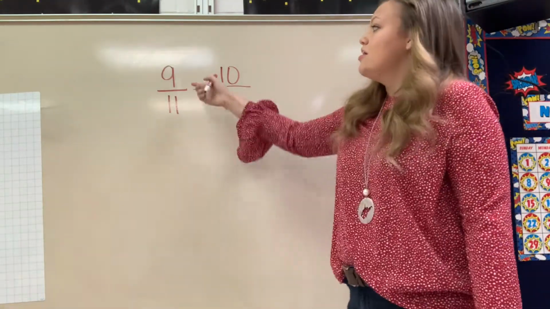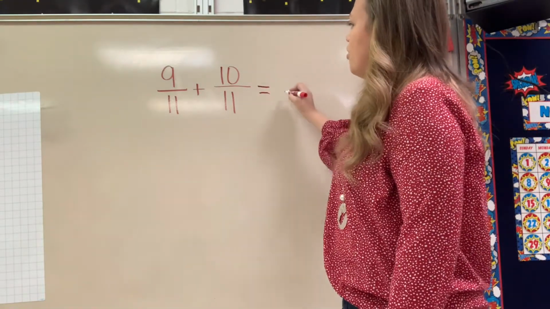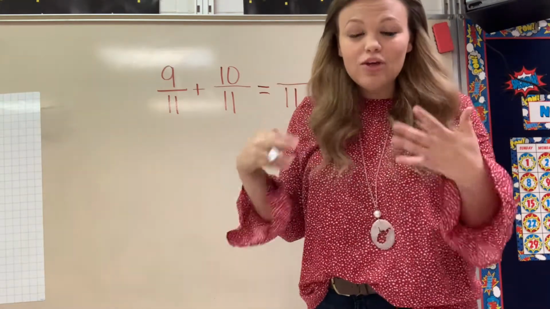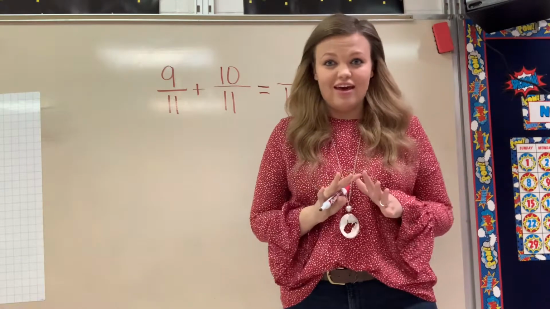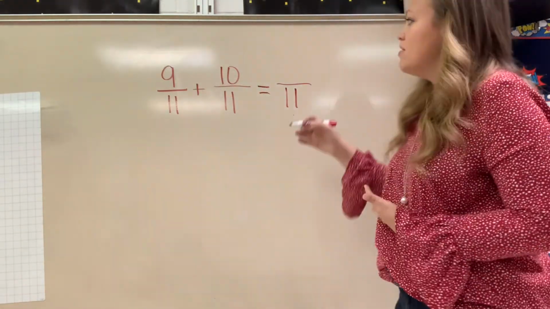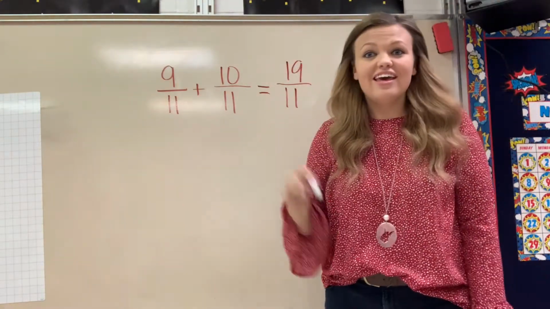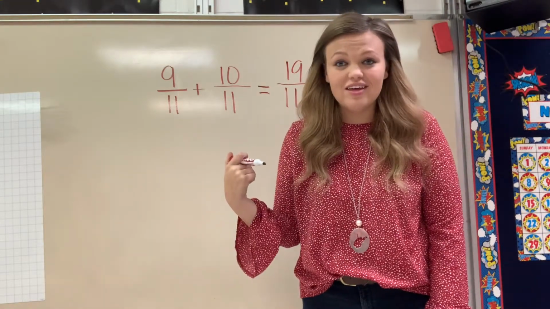All right, 9/11 plus 10/11. You just bring that 11 over here because remember, my denominator stays the same. Anytime you add or subtract, you want that denominator to be the same. Now we do 9 plus 10. 9 plus 10 is 19. Is there a number that can go into both 19 and 11 evenly?